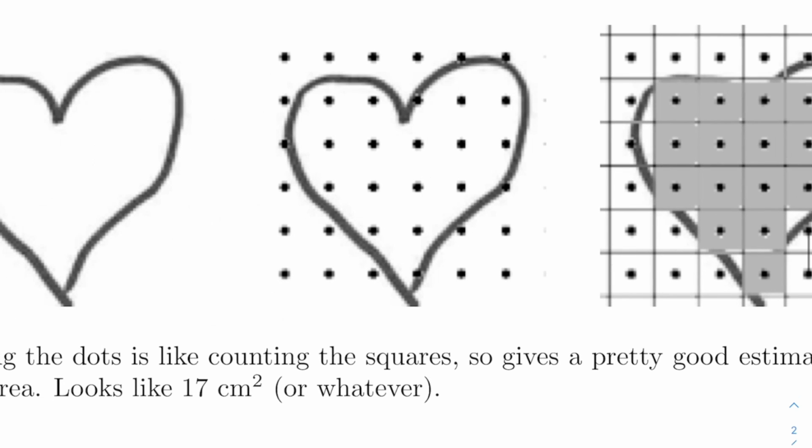So for instance, right here, if I was trying to find the area using the dot planimeter, you just count how many dots are inside the shape. And it's helpful if you have a pencil or something to mark them off as you count them. So I'm going to count 1, 2, 3, 4, 5, 6, 7, 8, 9, 10, 11, 12, 13, 14, 15, 16. And so this shape is about 16 square centimeters, or whatever the units are.